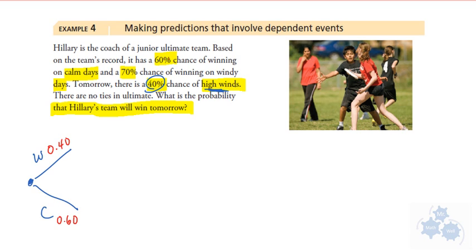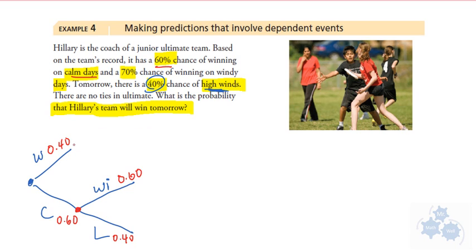What else are we told here? Based on the team's record, there's a 60% chance of winning on calm days. So if it's calm, now this is how the team's going to do. They're either going to win or they're going to lose. On calm days, they have a 60% chance of winning. So I put my probability there. Again, tree diagram, put your probabilities on each of the branches. That means that they have a 0.40 chance of losing.